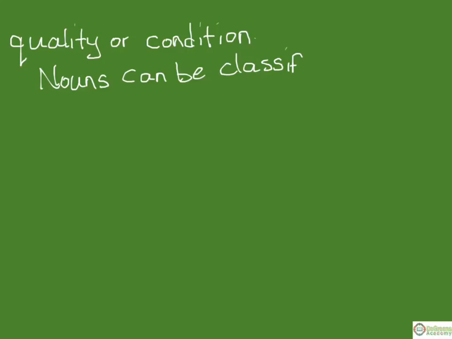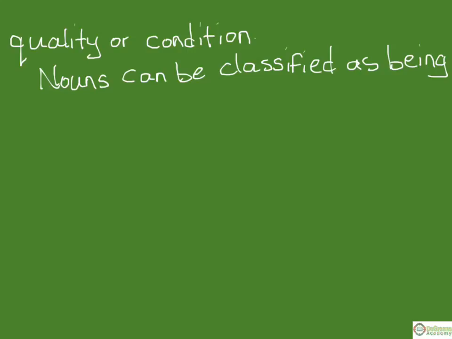A noun is equally used in a sentence to name an idea. And we have an idea such as freedom. Freedom is an idea, so it's a noun. We have honesty, it's a noun. We have knowledge, it's a noun. A noun is equally used in a sentence to name a quality or condition. That is what a noun is. It is used in a sentence to name a person, a thing, a place, an idea, a quality or condition.